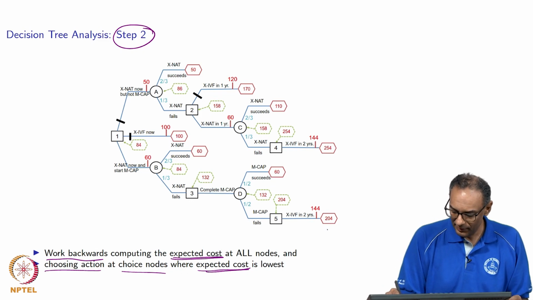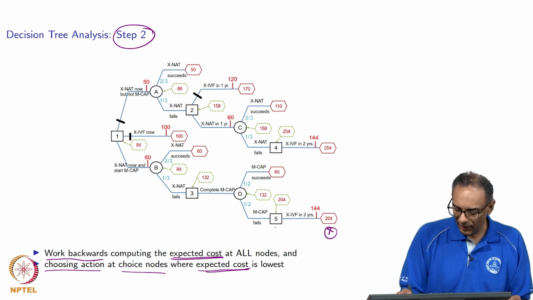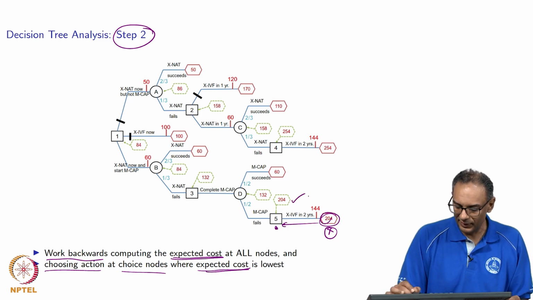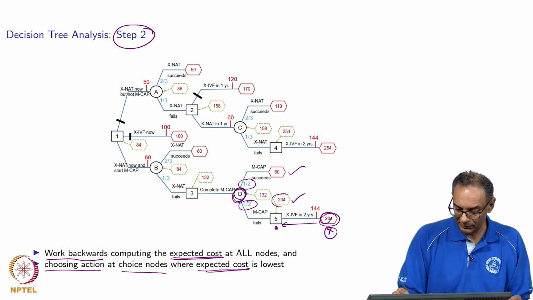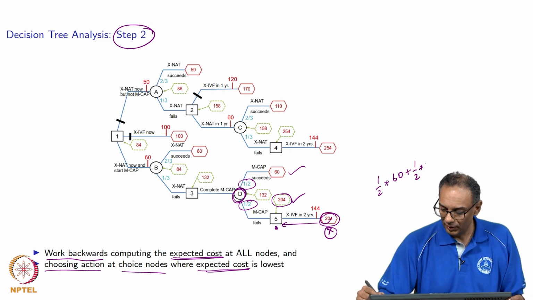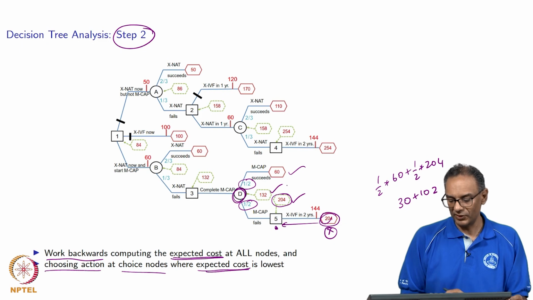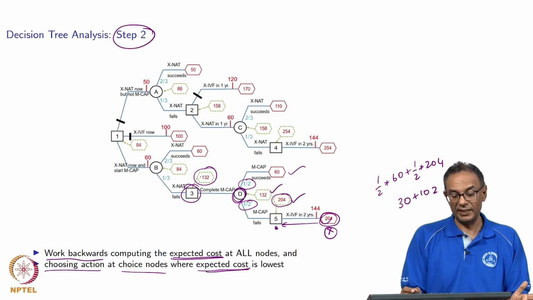So let's start here at 204. Now if you go to node 5, you don't have any cost other than this 204. So that cost is written here. Now if you go to node D, there is a 50% chance that you will incur $60. There is a 50% chance that you would incur $204. So it is half of 60 plus half of 204. So that is 30 plus 102, that is 132. So that is this number. So when you come to this node, your cost is 132. There is nothing random there.